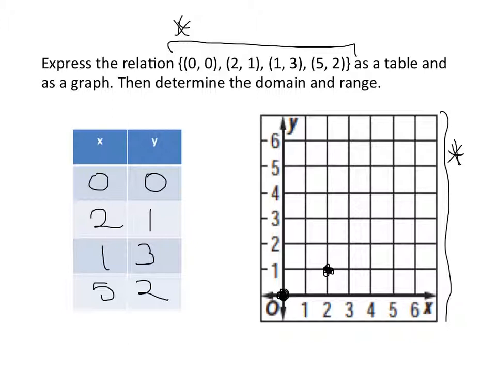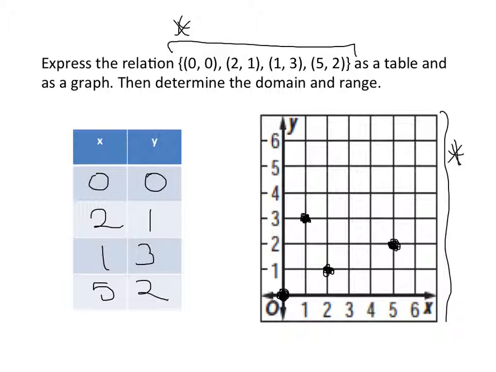Next up is 1 and 3, so that means I start at the origin, I go find the x-axis, move over 1 to the right, then I find the y-axis and I move up 3, 1, 2, 3. That's my third dot. And I have one more where x is 5, so along the x-axis I start at the 0, or the origin, move to the right 5 spaces, find 5. Then I go up 2 up the vertical axis, and I place the dot where the 2 and the 5 intersect, and there we go.